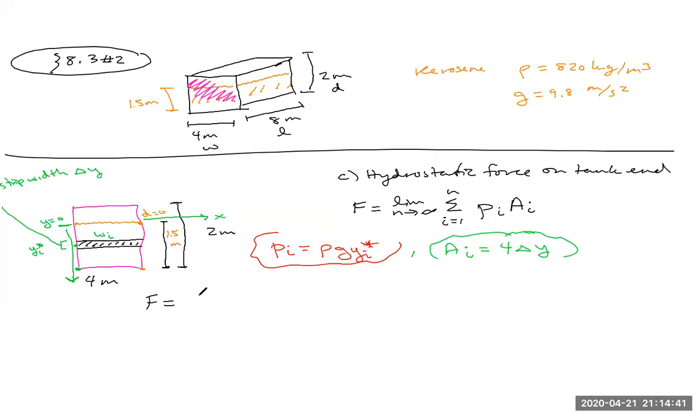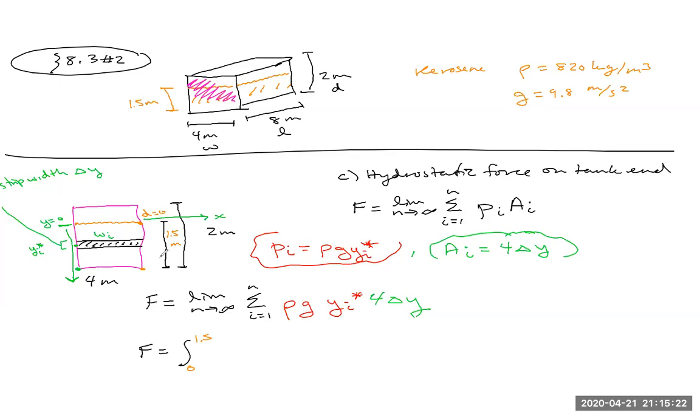Sorry, set up your Riemann sum first. So limit n goes to infinity, sum i equals 1 to n. For P_i, we saw that that is rho g y_i star. And for A_i, that's 4 delta y. So what your integral becomes, you have your bounds. Orange works. 0 to 1.5.